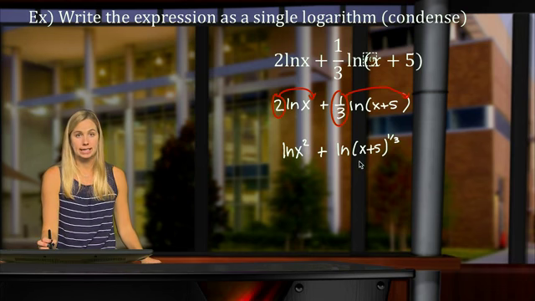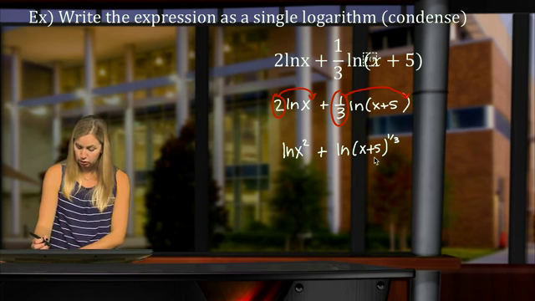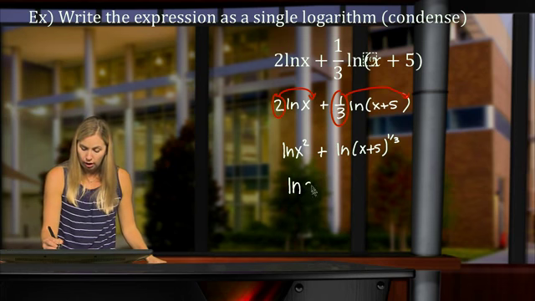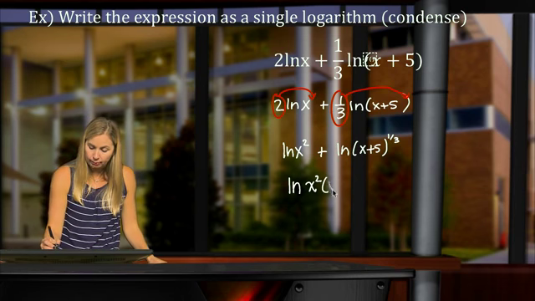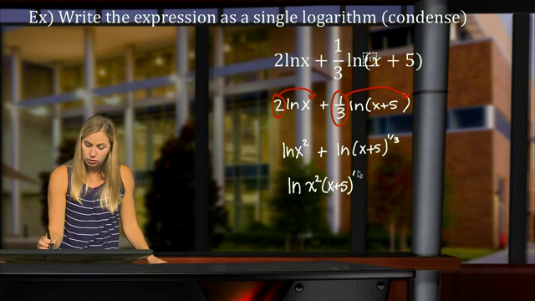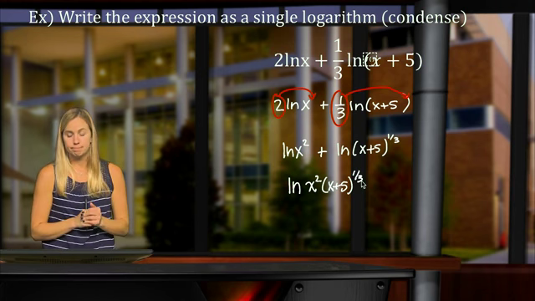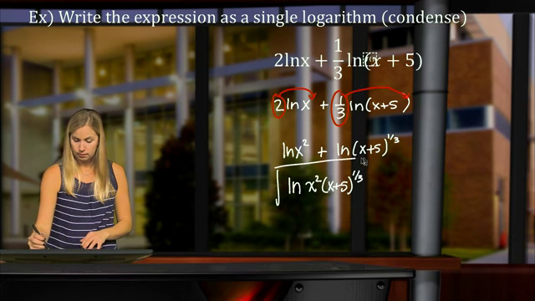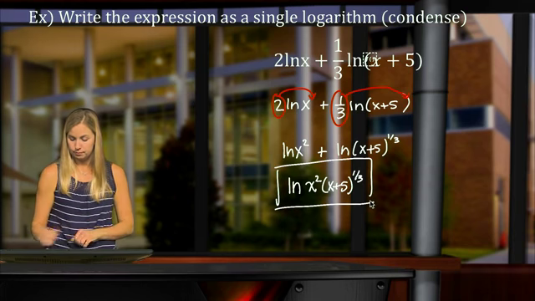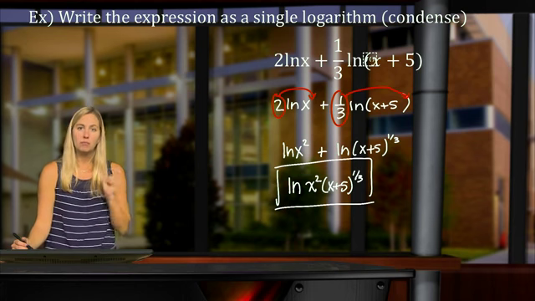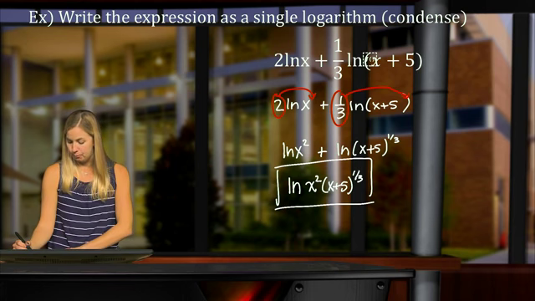Now we want to condense any addition, which are these two, and we condense using multiplication. So this is the natural log of x squared times x plus 5 to the 1/3 power. And you can leave it just like this.